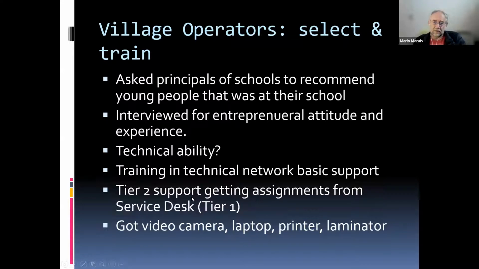So in terms of technical terms, there was a service desk that a school could call. So that's your tier 1 support. And they were the local tier 2 support. They were getting assignments from the service desk, telling them to go to that school and fix something, the internet's not working. And they would also look at the equipment, in other words, remove viruses from computers.